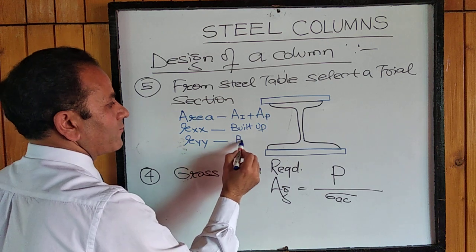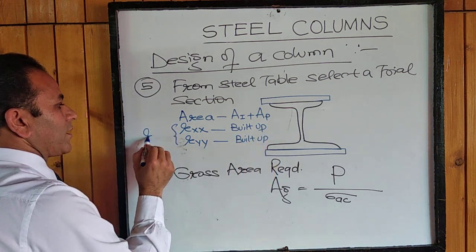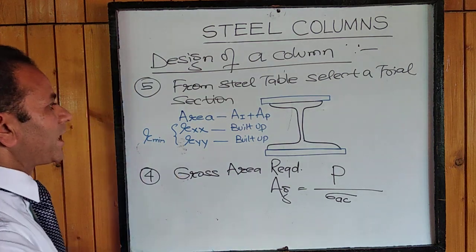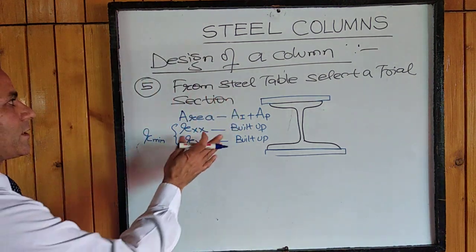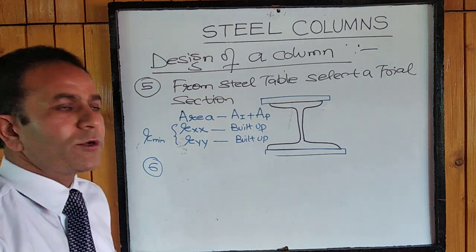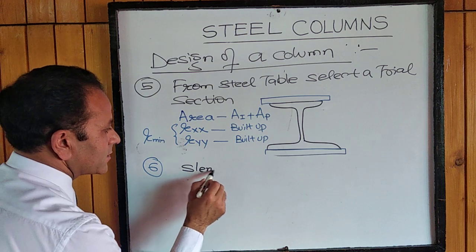RYY I will have to find out for the built up section. And I will find out R minimum for the built up section then, corresponding to IXX or IYY, whichever is lower. After this, we will analyze this trial section for the load, how much load it will resist. So before that, we'll find out slenderness ratio.